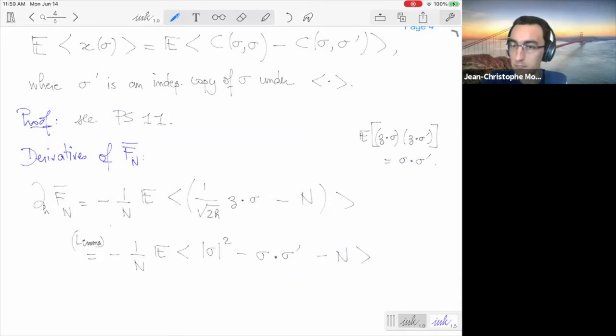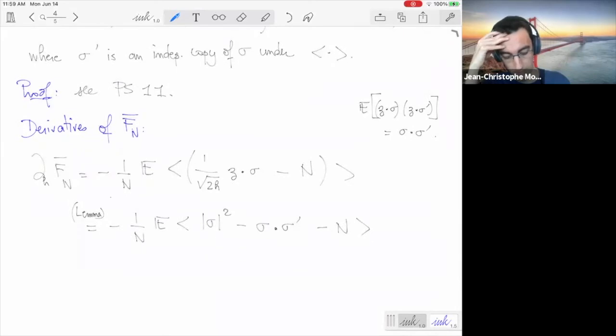Okay, and in our assumptions, sigma squared is always equal to n. So in fact, these two guys cancel out, and what remains is just sigma dot sigma prime. So this I get equals the expectation of the bracket of sigma dot sigma prime divided by n.